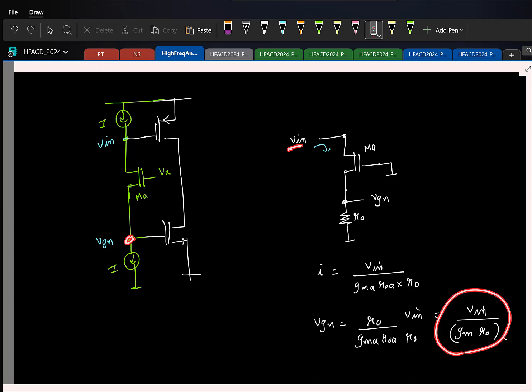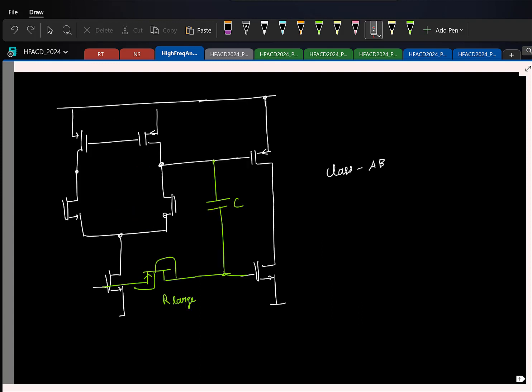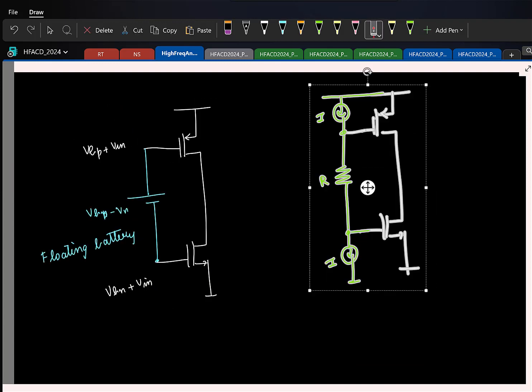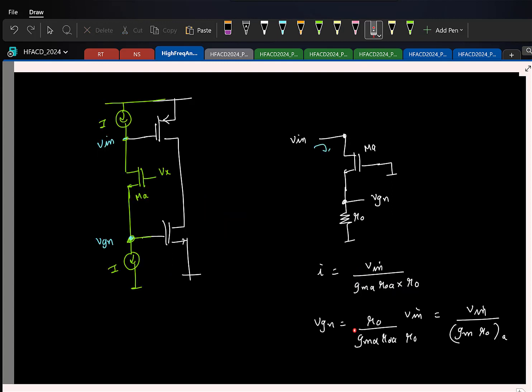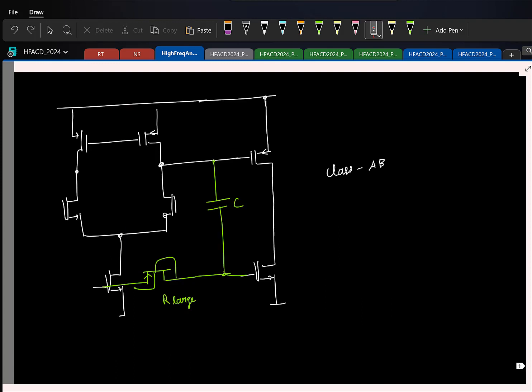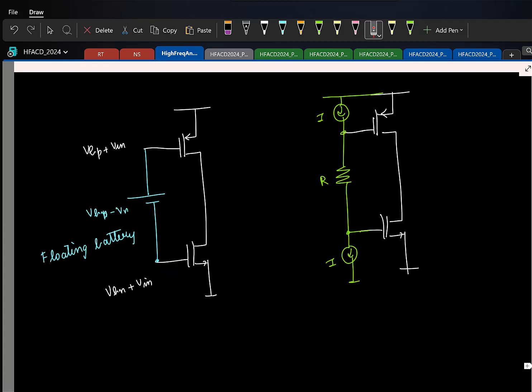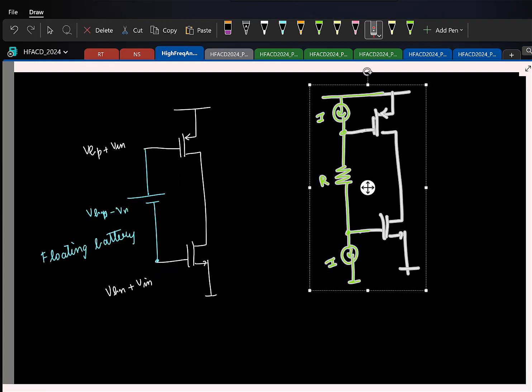Is it good or bad? Huh? That's not something you want. You ideally want the entire V in to appear here, but you see only a small portion of V in is appearing. In fact, this was the problem with the resistor also, right? You will have the same issue here. Okay, and this is happening because remember ideally what we want was this. So with respect to small signals, what do you want the resistance here?